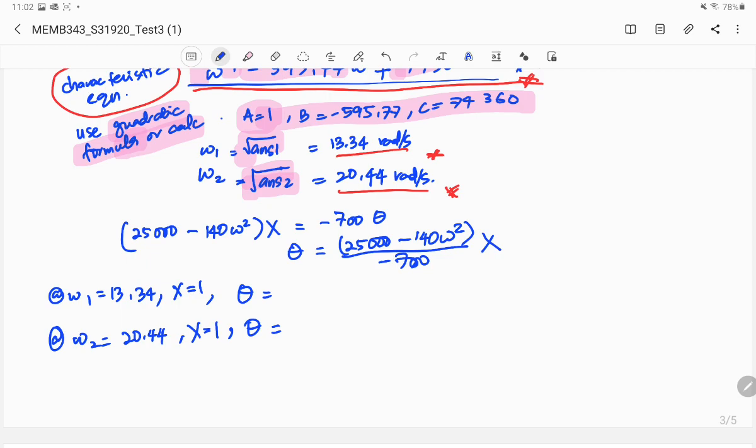You have two conditions. The first one is when your omega equals omega 1. For the first mode, if you substitute in your omega value, you will get, for the first mode shape, negative 0.123. Do the same thing for the second natural frequency. You substitute your omega term, 20.44. So x remains the same as 1.